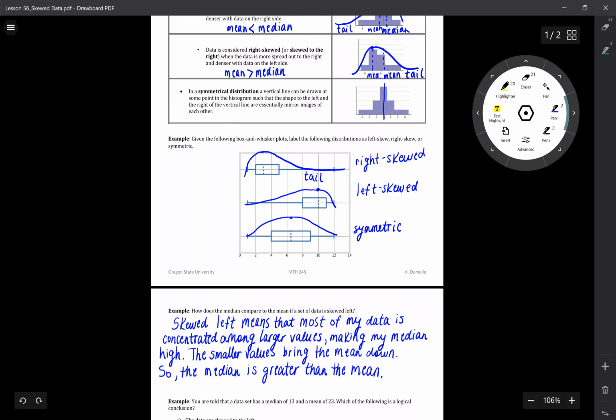Right, so if I have left skewed data, I have a tail to the left. Most of my data is concentrated here. I have a lot of data here, and then a few smaller data here. Those few pieces of smaller data will make my mean smaller. But my median, since I have a lot of larger pieces of data over here, will be concentrated among this. So if I am left skewed, that means that my mean is smaller than the median.